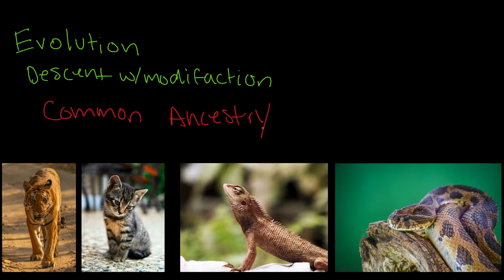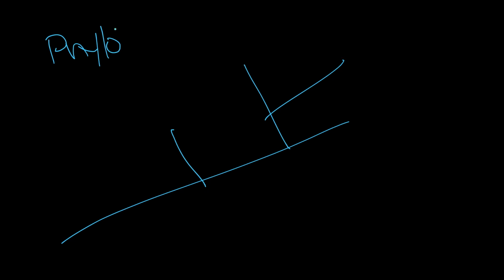Tigers and cats both have fur as a result of a common ancestor that also had fur. The common ancestor of lizards and snakes had scales too. As species evolve over millions of years, this leads to increased species diversity, and we can model how these species are related using phylogenetic trees.